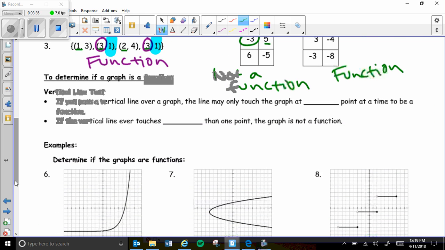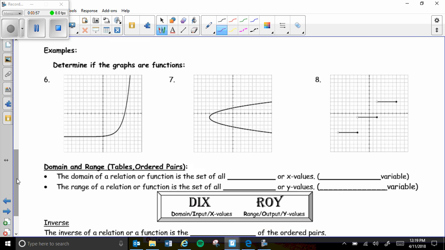Otherwise, to determine if a graph is a function, we use the vertical line test. So the vertical line test says that if you pass a vertical line over a graph, the line may only touch the graph at one point at a time to be a function. If the vertical line ever touches more than one point, the graph is not a function. So what that means is I should be able to draw a vertical line anywhere on my graph, and it should only hit the graph at one point.